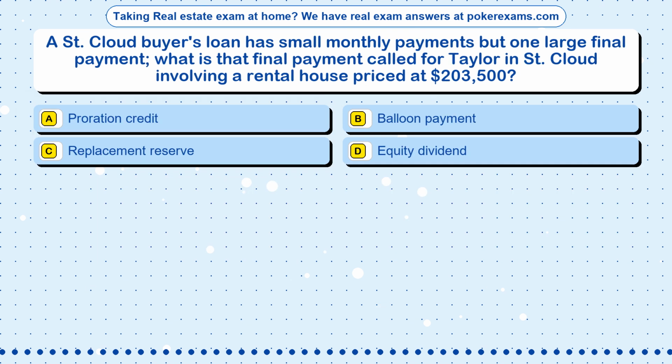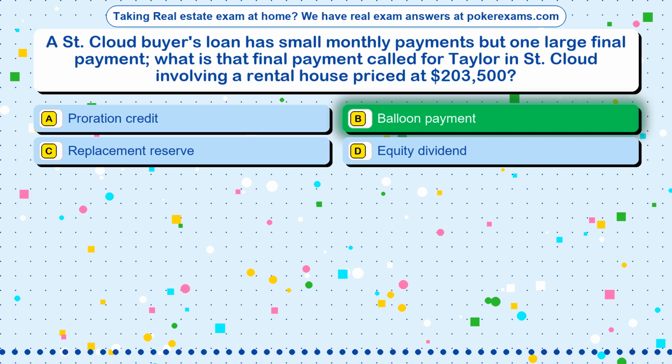Question 98. A St. Cloud buyer's loan has small monthly payments but one large final payment. What is that final payment called for Taylor in St. Cloud involving a rental house priced at $203,500? Option A, proration credit. Option B, the balloon payment. Option C, replacement reserve. Option D, equity dividend.